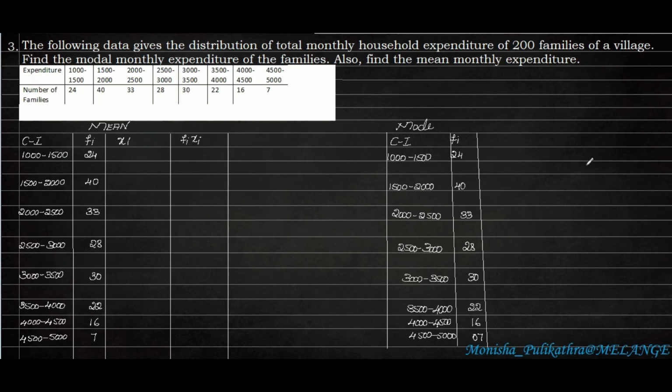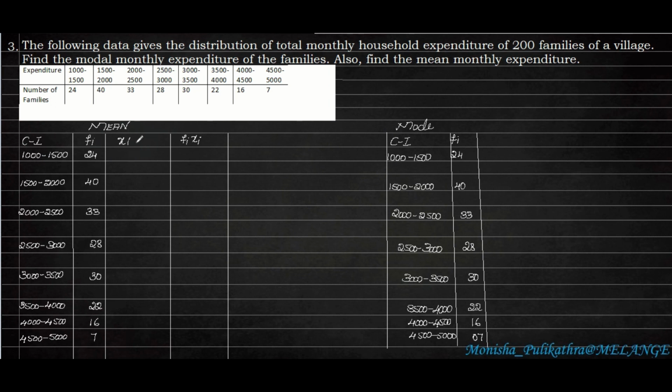In the third problem, we need to find out both mean and mode, and we have to interpret the results. Here, the total monthly household expenditure of 200 families have been given. We need to find out the mean monthly, the average monthly expenditure, and also the maximum monthly expenditure of the 200 families of the village. Okay, so first we will be finding out the mean, and the next we will be finding out the mode of it. I have written two columns of CI and Fi, that is class interval and frequency.